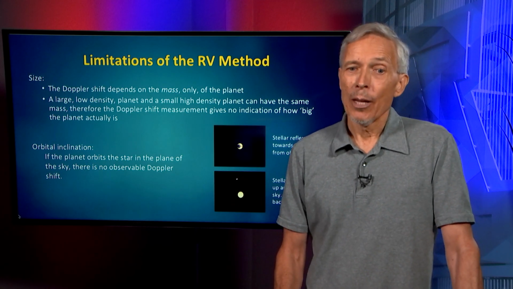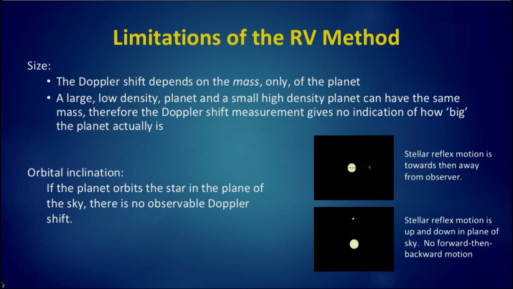Another limitation of the radial velocity method is it tells us nothing about the size of the planet. Because it's measuring a reflex motion and because it's based in the law of gravity, it's about the gravitational influence of the planet on the star and vice versa. And so it's really measuring mass and not size. And there's a redundancy there because a large, low density planet and a small, high density planet obviously can have the same mass. So the Doppler measurement on its own gives no indication as to how big a planet actually is. It tells us about its orbit and it tells us about its mass, and that's all.